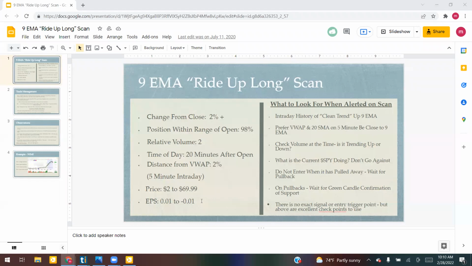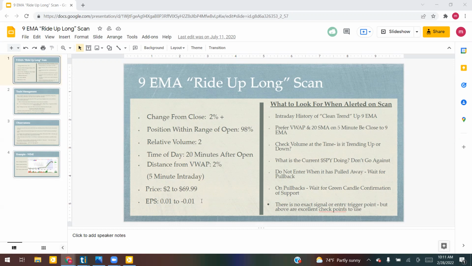support several times. So if the stock alerts at 9:45, we do not jump blindly in. Even if it alerts at 10 o'clock, we don't blindly jump in. We ask ourselves, has it shown a history today of honoring the 9 EMA as support? We know that in the past 90 days it has at times, because it's appearing on this back-tested scan. But today, we want to see it showing a history today of honoring the 9 EMA.